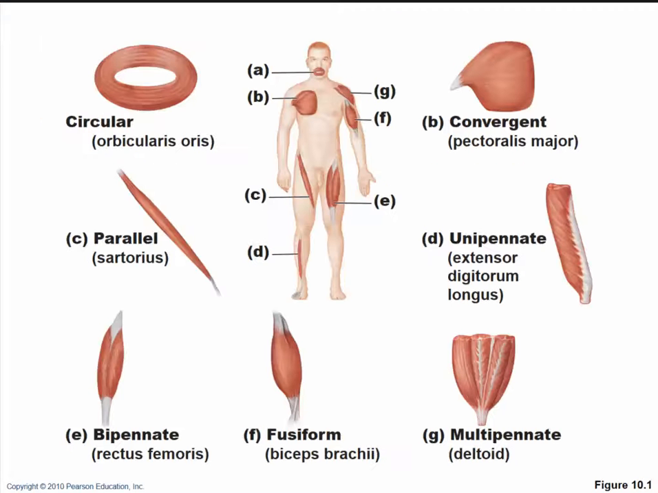So when we look at them, circular closes up the hole. Convergent, big, broad origin, converging on a small insertion. Parallel, big, long, so lots of movement. If it's this long and it gets 20% shorter or 40% shorter, you get a lot of movement, but not a lot of strength because there's not a lot of fibers.